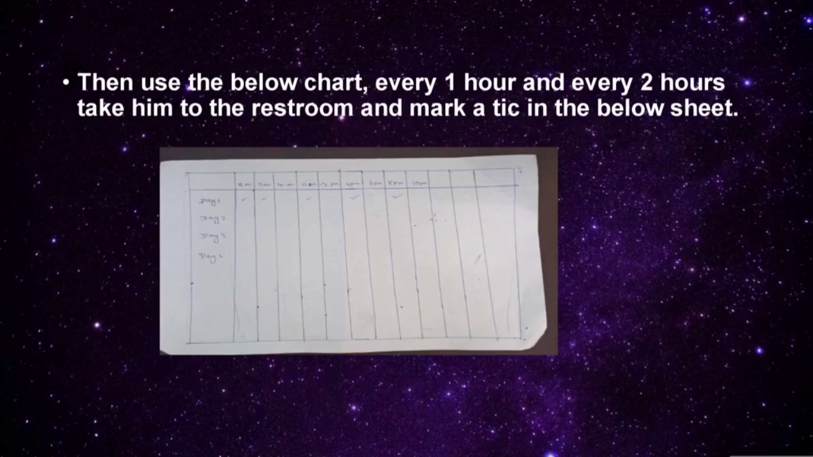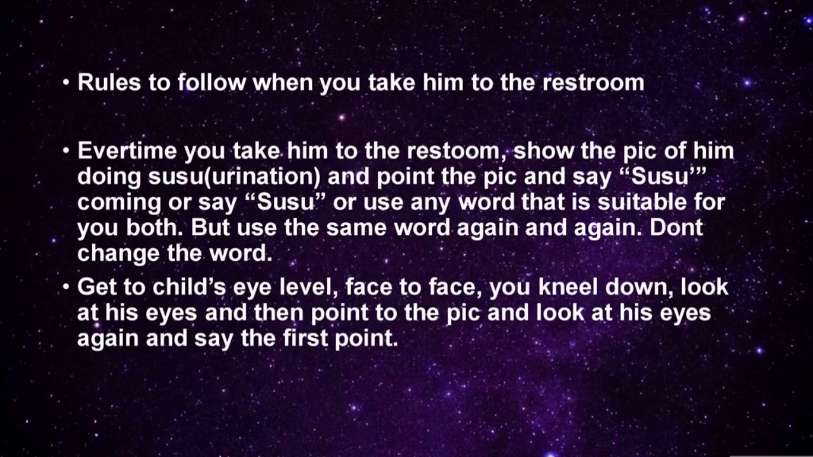Then use the chart below, and every 1 hour or every 2 hours take him to the restroom and mark a tick in the sheet. Ensure that you are taking him only when there is a need to go, but make sure you are giving a lot of water. If you give a lot of water and a lot of water-content vegetables, he will definitely have a need to use the restroom every 2 hours. So we are going to use that. You cannot just take him and go to the restroom.